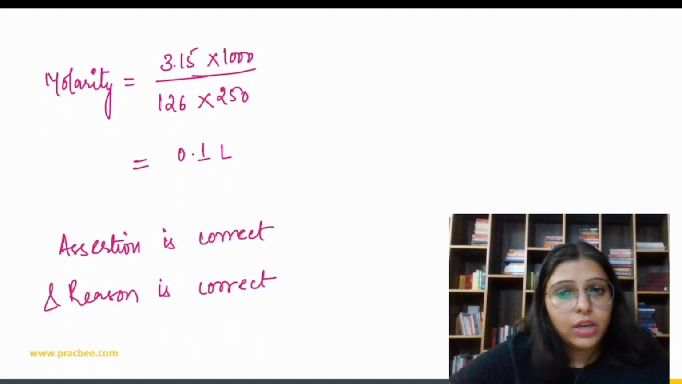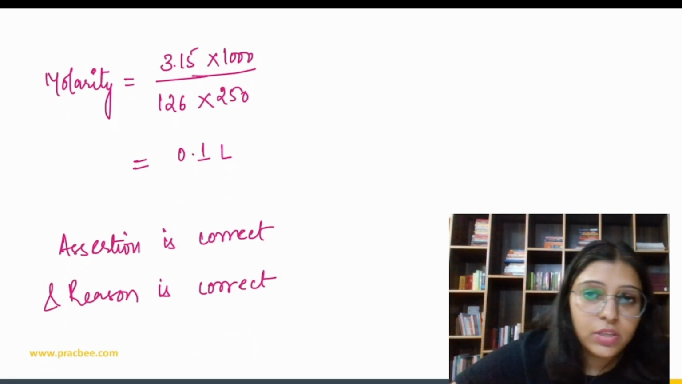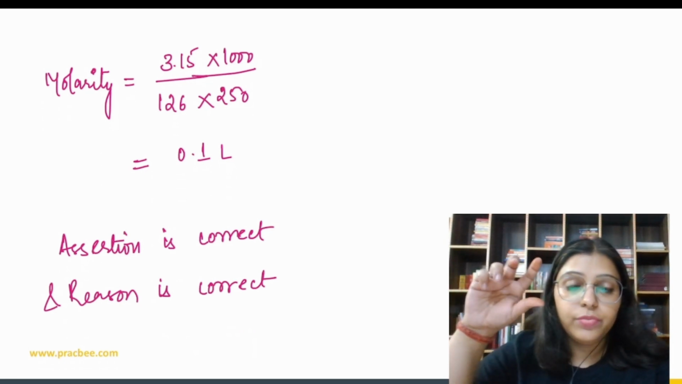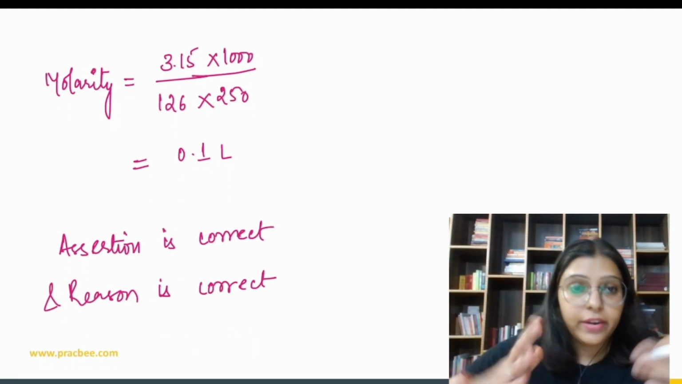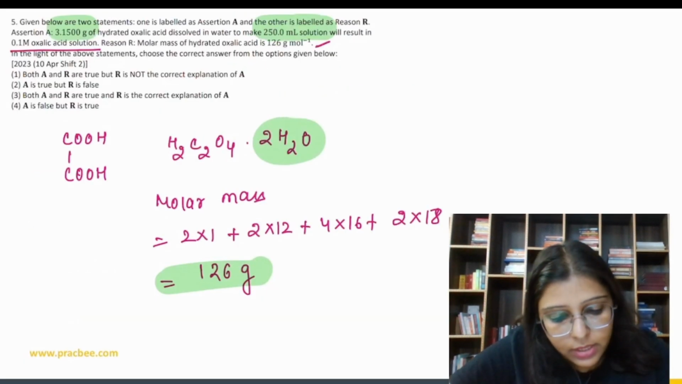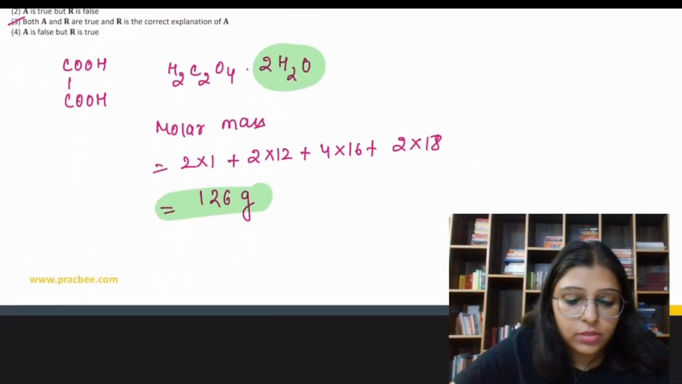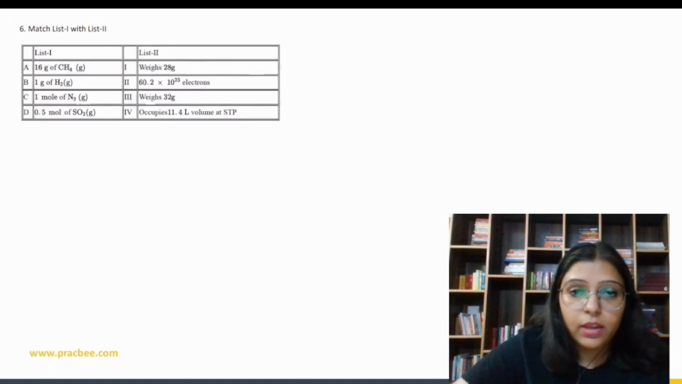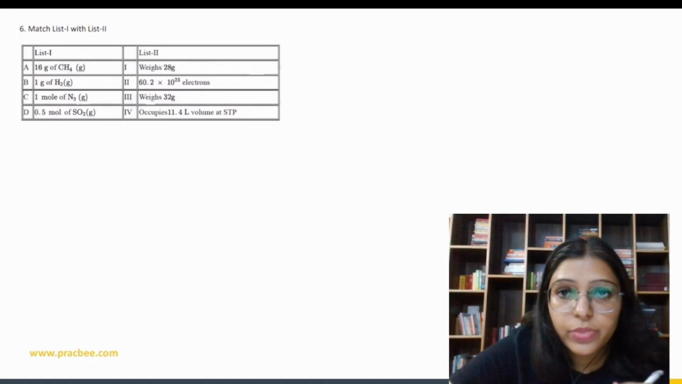And it is also the correct explanation of the assertion, because if we take a different hydrated form of the oxalic acid, the molar mass can be different. So we can say both A and R are true, and R is the correct explanation of the assertion. So option C is the correct answer. Okay, let's do the next question.